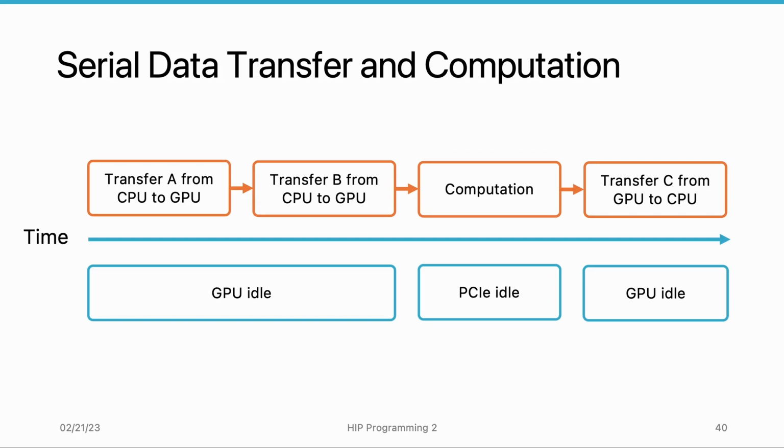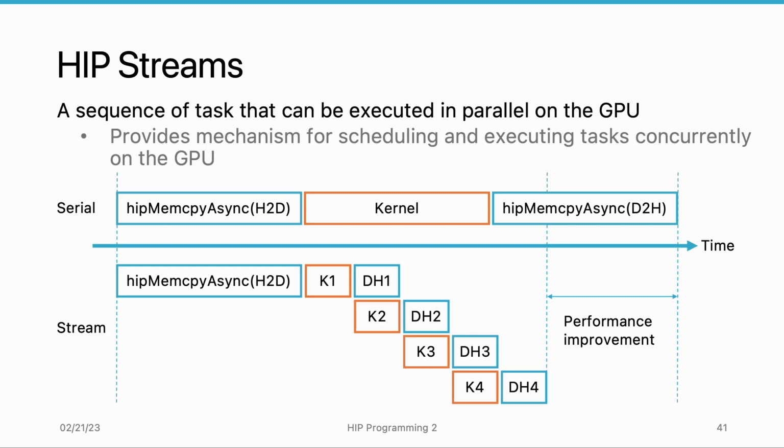To solve this problem, we can use HIP streams to overlap data transfer and computation and efficiently utilize both the PCIe bandwidth and the GPU. A HIP stream can hold a sequence of tasks that can be executed in order on the GPU.